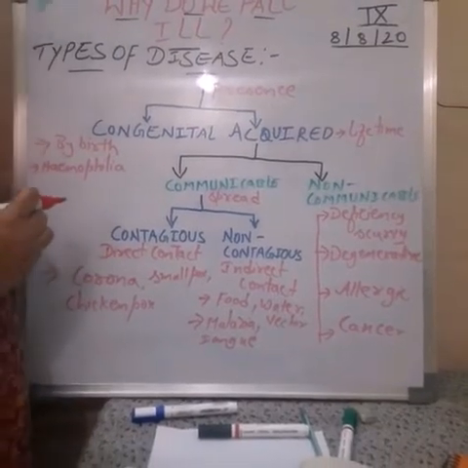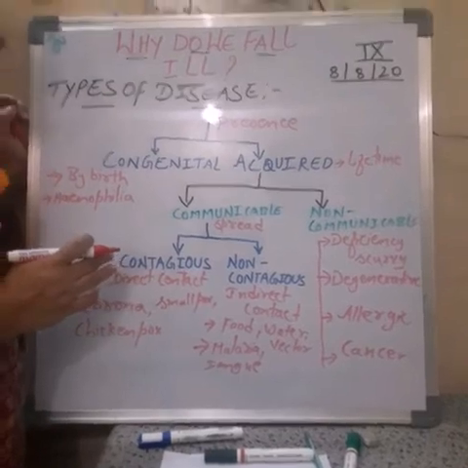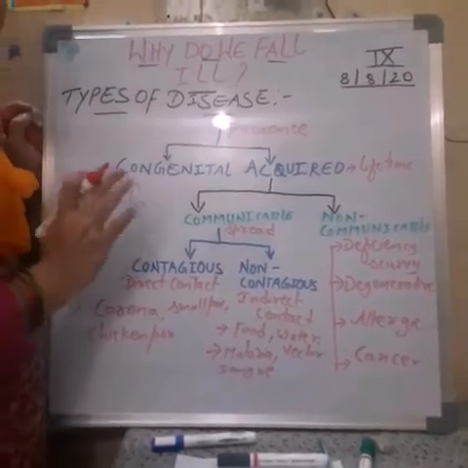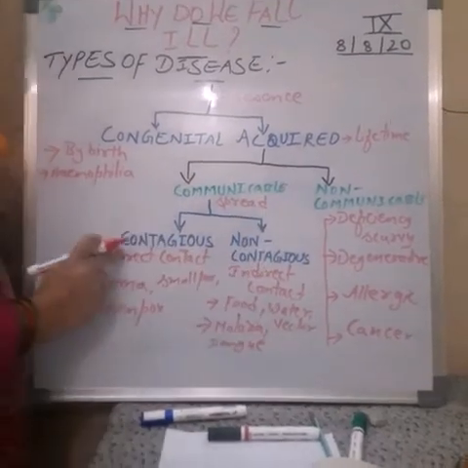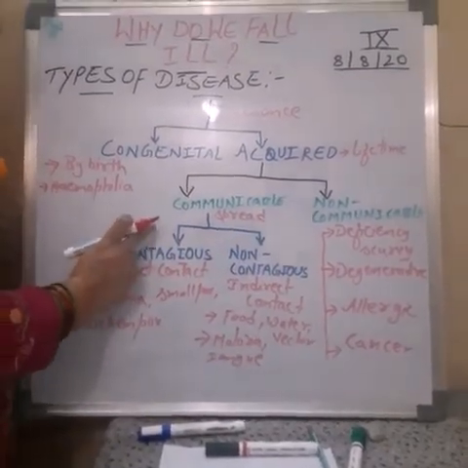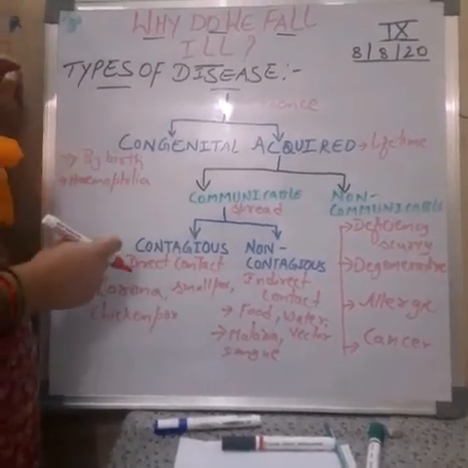Okay children, so today we have discussed in brief the types of diseases. Now in our topic we will be discussing in detail the communicable diseases. This is our point of discussion, so regarding this we will be continuing in our coming sessions.